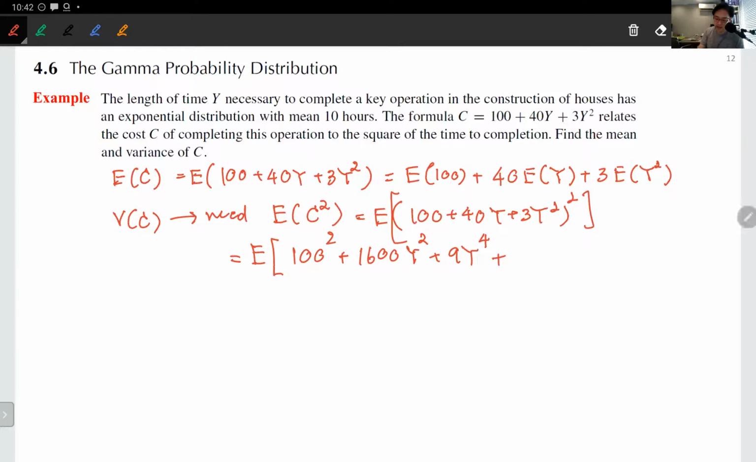There will be 480y, plus 2 of the b and the c, so you get 240y cubed, and then 2 of the a and the c, you get 600y squared. Here we go. So these are the expected values that you need to figure out.